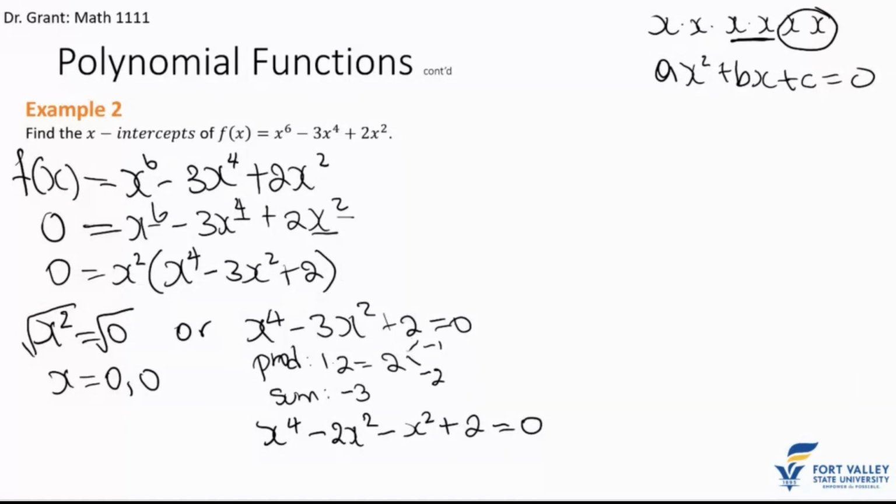Now, we're just going to proceed the same way by looking at what's common to these two terms. So we see that x squared is common. Similarly, using the same method that we had up here, if I pull x squared out of x fourth, I'm going to be left with x squared. Then if I pull x squared out here, I'm going to be left with -2.